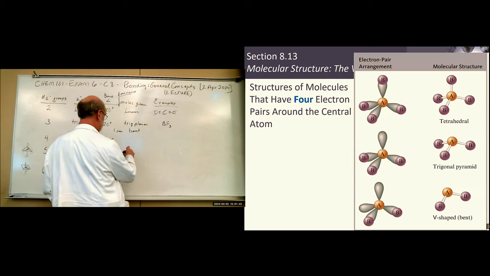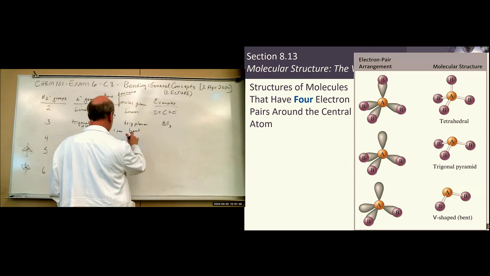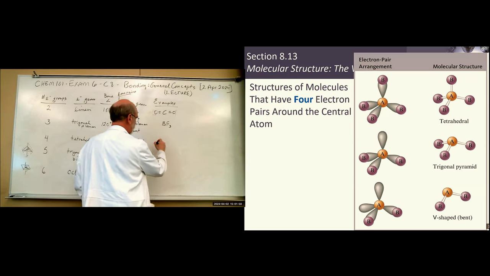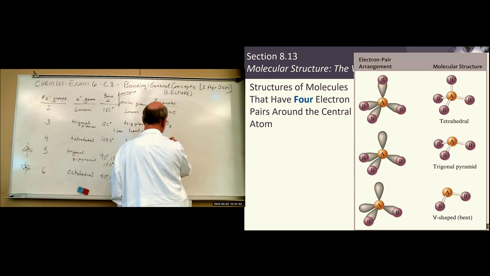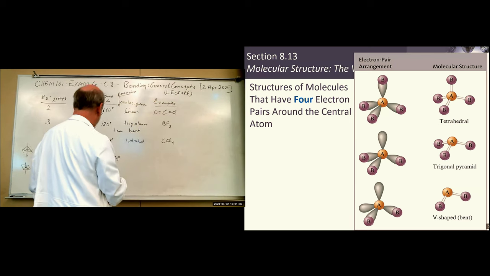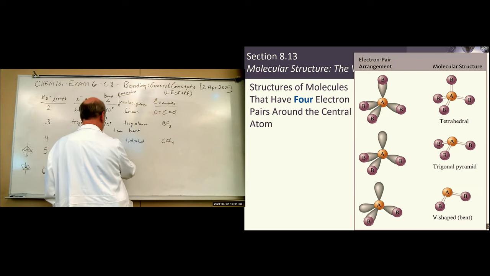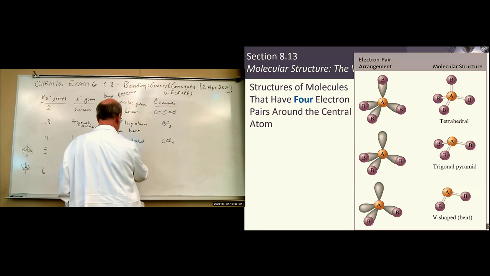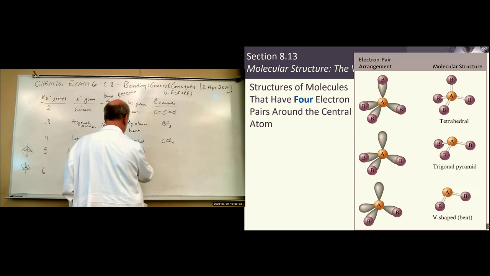Tetrahedral. If they're all occupied, of course, you're going to have tetrahedral. And that would be something like carbon tetrafluoride. That would be tetrahedral. If you had one pair, then you would have a trigonal pyramid.